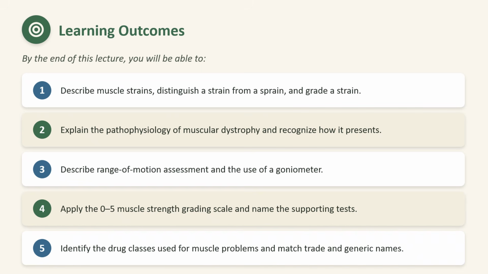Fourth, apply the 0 to 5 muscle strength grading scale and name the supporting tests: creatine kinase, EMG, biopsy, and genetic testing. And fifth, identify the drug classes used for muscle problems and match the common trade names to their generics.